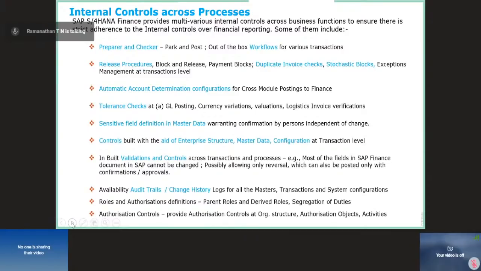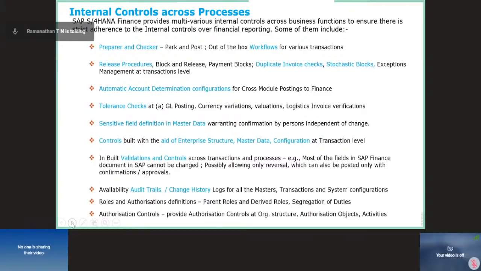So typically we used to talk about those assertions, those called EROC, VAMP and all that: existence, rights and obligations, occurrence, all that, valuation, measurement, presentation and disclosure. These are all the bits we look at, right? So all these are in our audit standards. So typically, how SAP as a software is providing is something we may want to know, right? That is where we are trying to get into the details, right?